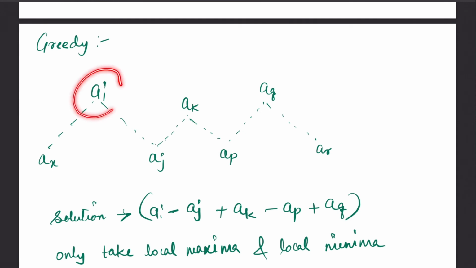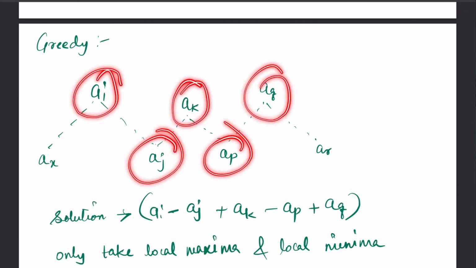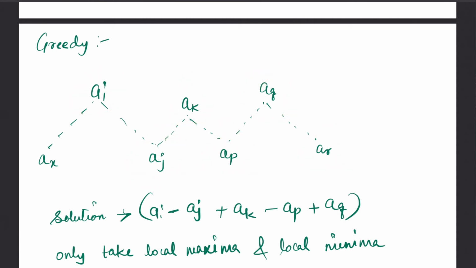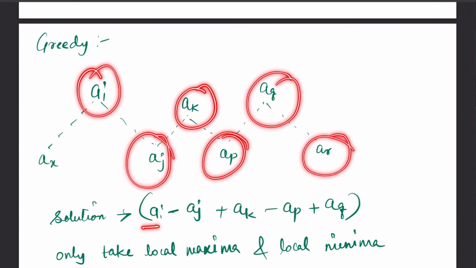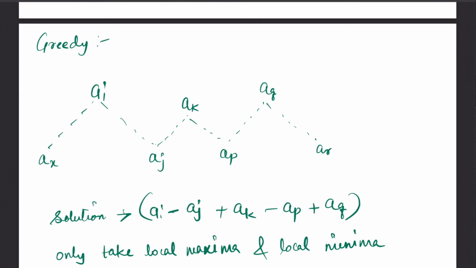And if we take these in our subsequence, the alternating sum for these values will always give us the best answer. That means if I simply take a of i minus a of j plus a of k minus a of p plus a of q minus a of r, it will always give me the best answer. These are all local maximums and local minimums. If we have anything in between, we always discard them.